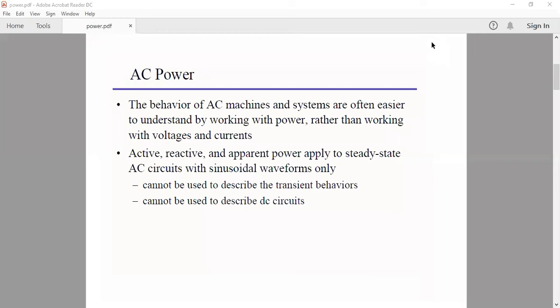Let us start with the AC power. The behavior of AC machines and systems is often easier to understand by working with the power rather than working with the voltages and currents. So it is very easy to understand the behavior of AC systems or machines with the help of analysis of AC power. Active, reactive and apparent power apply to steady state AC circuits with sinusoidal waveforms only. They cannot be used to describe transient behaviors, and cannot be used to describe DC circuits.